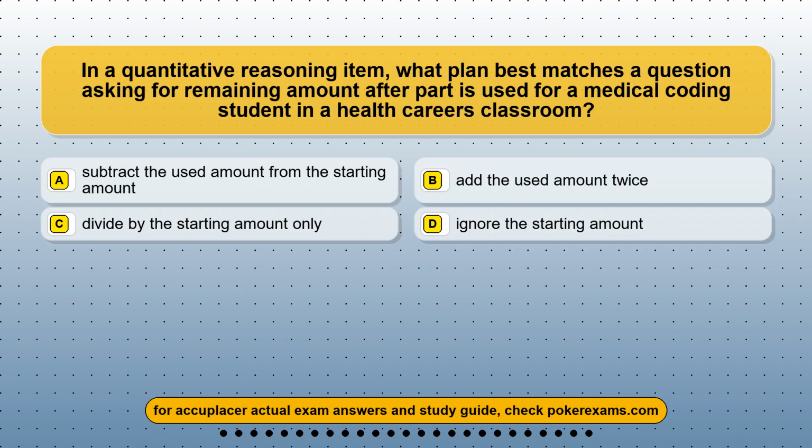Question 17. In a quantitative reasoning item, what plan best matches a question asking for remaining amount after part is used for a medical coding student in a health careers classroom? Option A, subtract the used amount from the starting amount. Option B, add the used amount twice. Option C, divide by the starting amount only. Option D, ignore the starting amount.